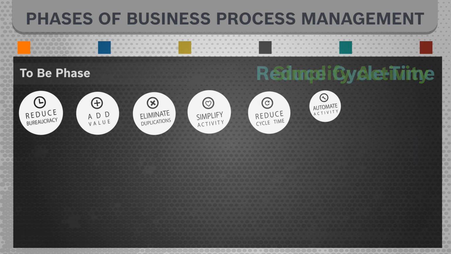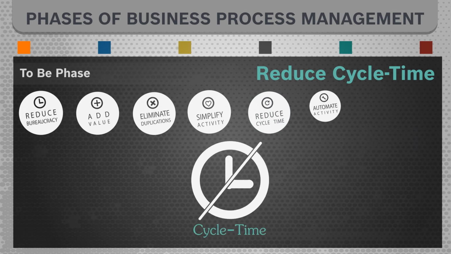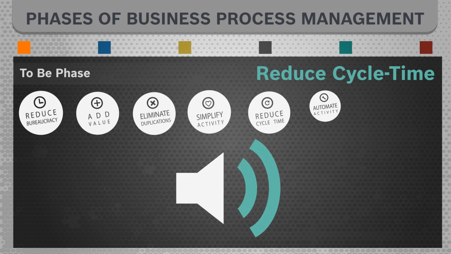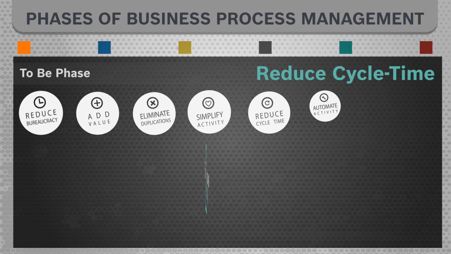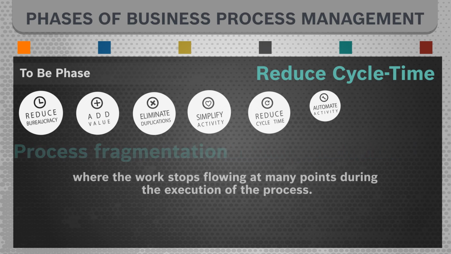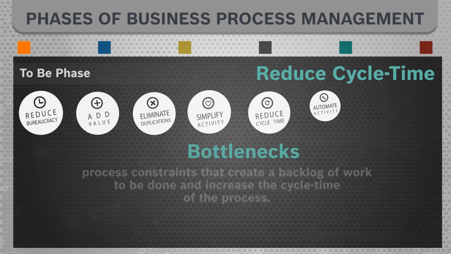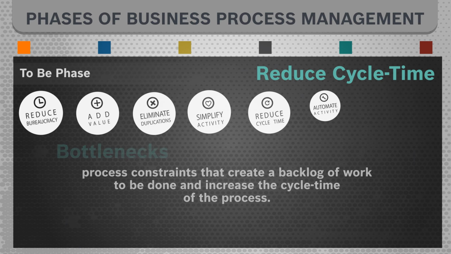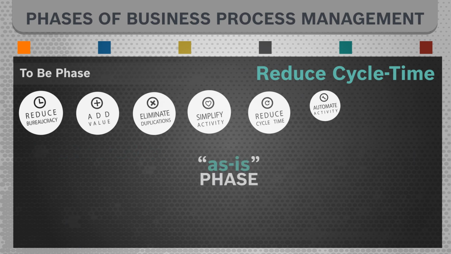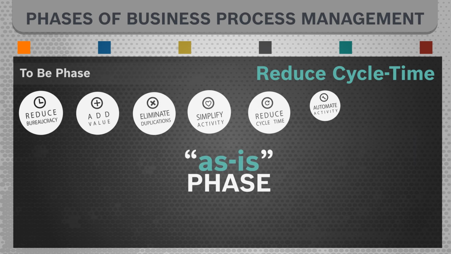Reduce cycle time. By the time this step is reached in the process improvement wheel, you should have reduced the process cycle time, but further action can still be taken. The 2 main causes of high cycle times are process fragmentation, where the work stops flowing at many points during the execution of the process, and bottlenecks, which are process constraints that create a backlog of work to be done and increases the cycle time of the process. Going through the as-is phase will help identify these points of fragmentation and bottlenecks.